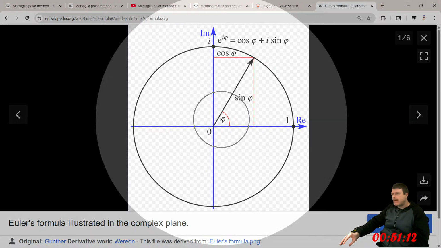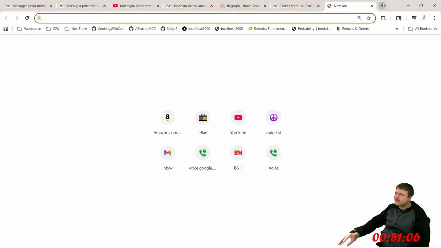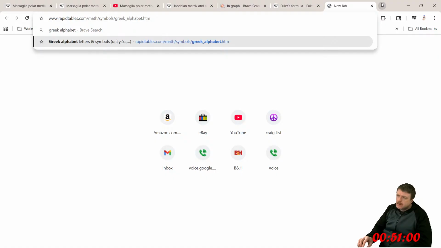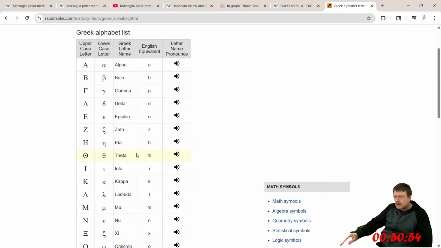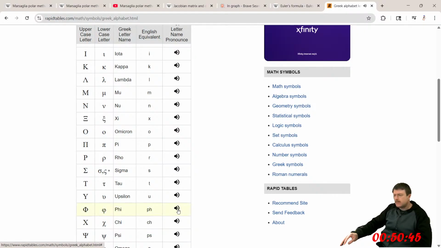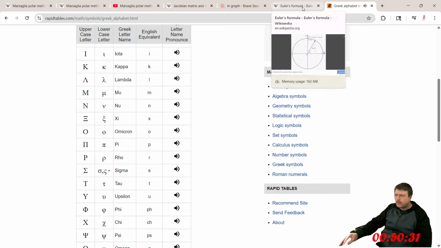Right here. Or theta. What squiggly is that? Is that like a lowercase theta or something? Phi. So this one's phi. Phi. Pi. I don't know. All right.